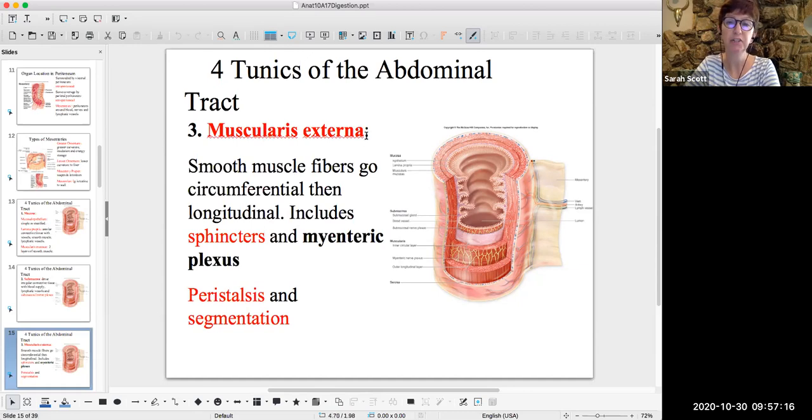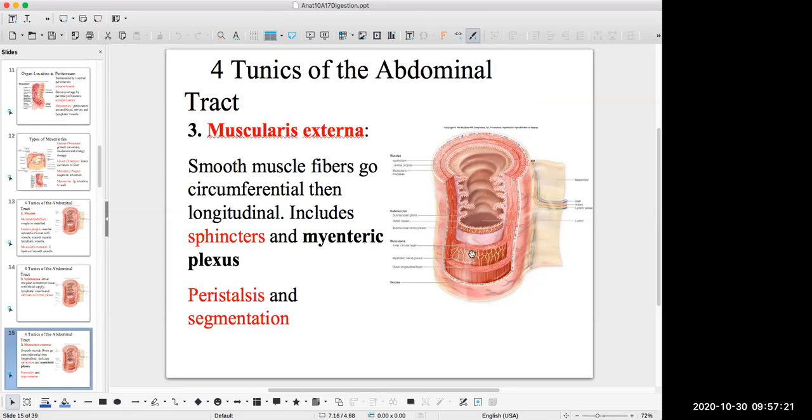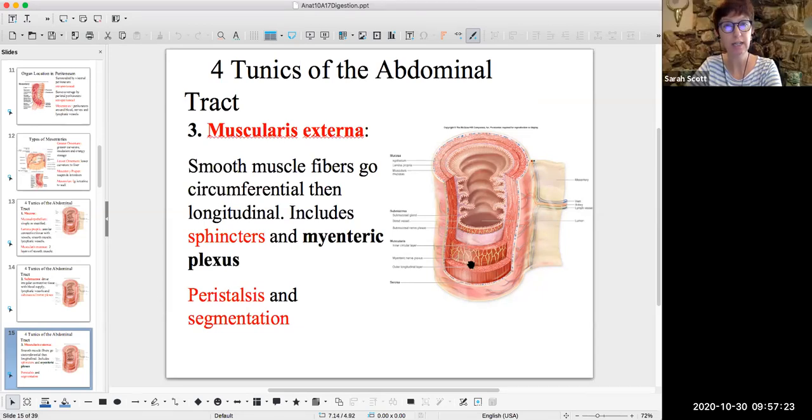This is the muscularis externa. So when I talk about the layers for peristalsis and segmentation, we're really talking here about the muscularis externa. And these are normally 2 layers, except when you look in the stomach. The deepest layer is going to be circumferential, so it goes around the lumen. And the more superficial layer here is longitudinal, so it runs the length of the tube. These 2 together are the ones that carry out peristalsis and segmentation.